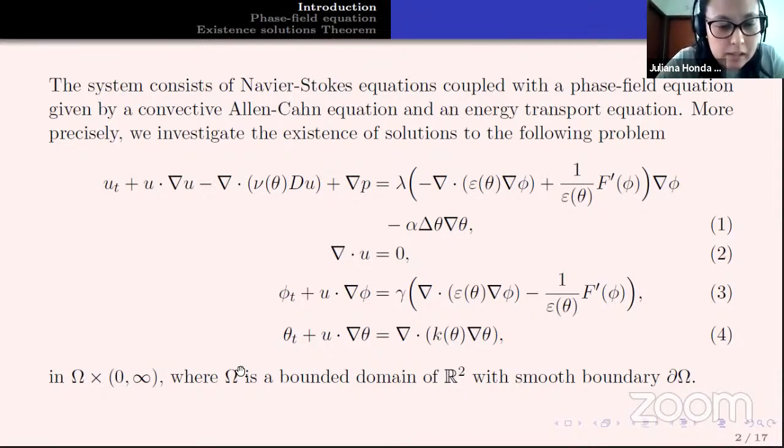And we investigated this problem in this space, where Omega is a bounded domain of R^2 with a smooth boundary ∂Ω. So we just study this problem in R^2, and I will explain later why there is this restriction on the dimension.